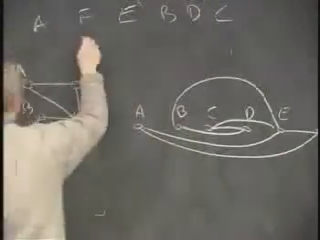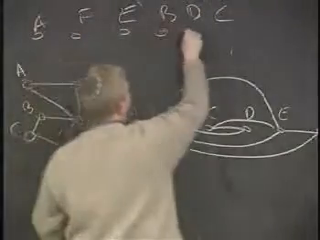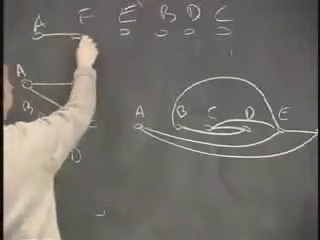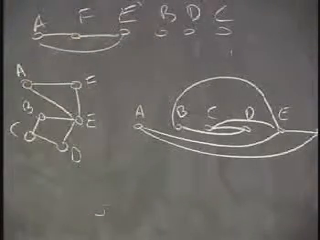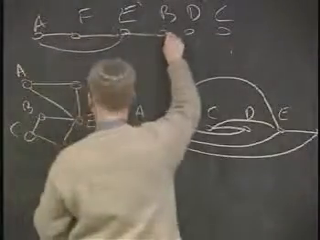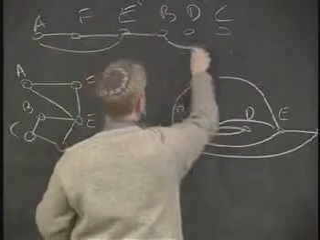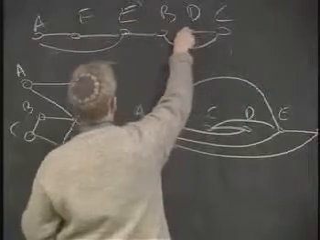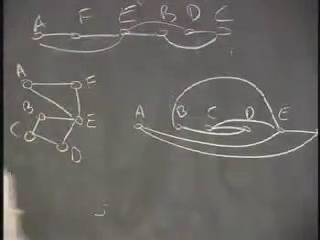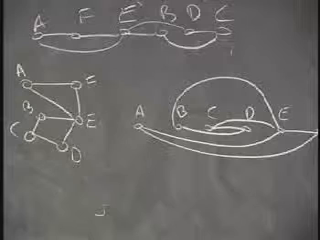Let's see what that turns out to be. A goes to F, F goes to E, E goes back to A. E goes to B, B goes to D. Sorry, E, B, C, D, back to E. What's the longest wire here?